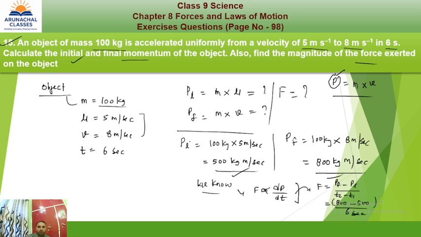In the bracket I have taken kg meter per second common. Now 800 minus 500 is 300. So it is 300 kg meter per second divided by 6 seconds. 300 divided by 6 is 50 kg meter per second square. So kg meter per second square is Newton, which gives 50 Newton. So the magnitude of force exerted on the object is 50 Newton.